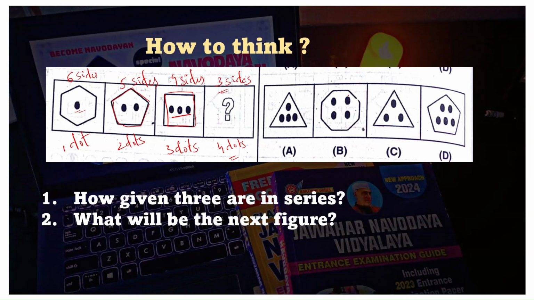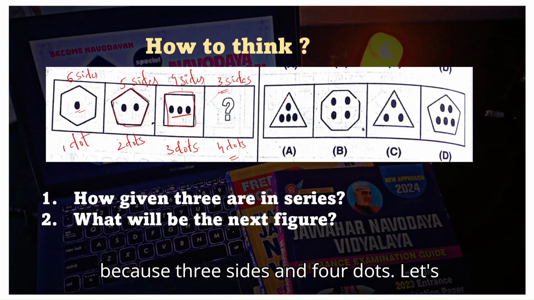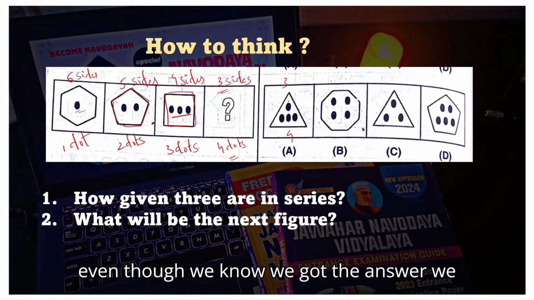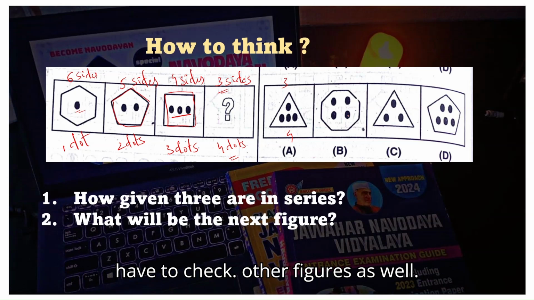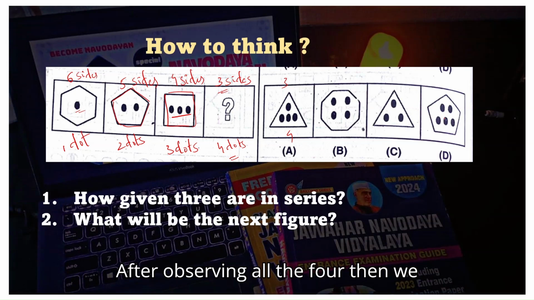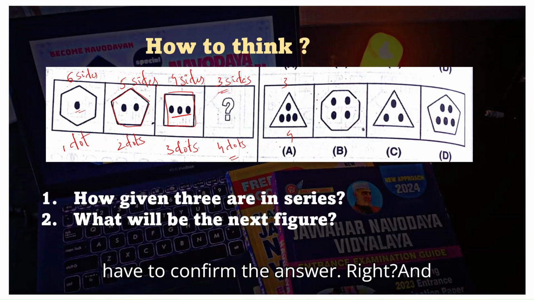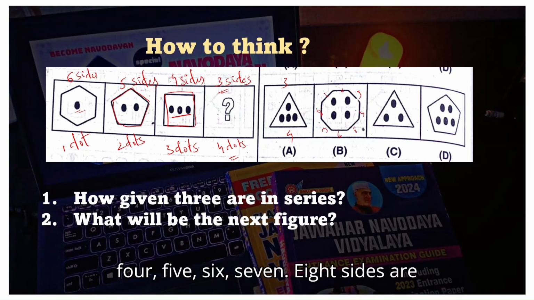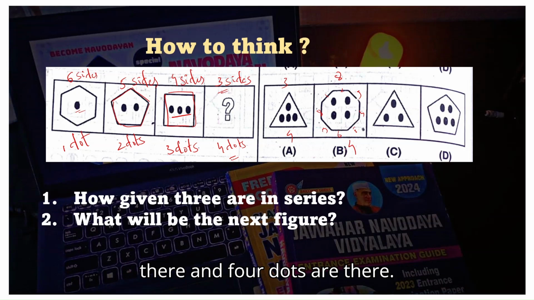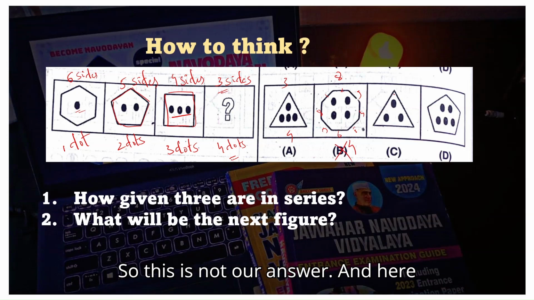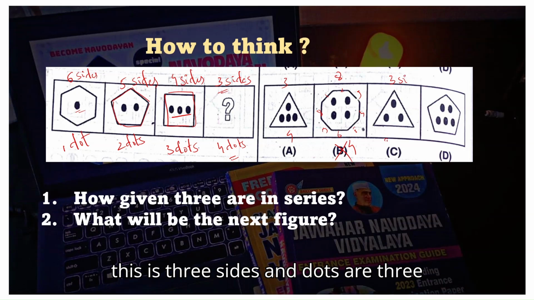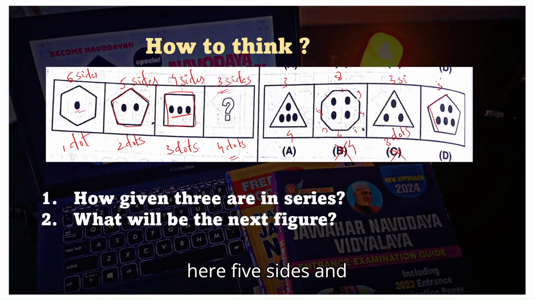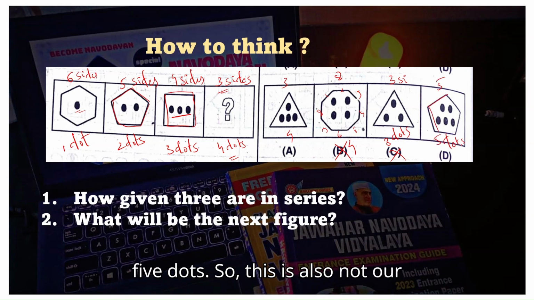Here this could be our answer because it has 3 sides and 4 dots. Even though we know we got the answer, we have to check the other figures as well. After observing all 4, only then do we confirm the answer. Here there are 8 sides and 4 dots, so this is not our answer. Here there are 3 sides and 3 dots, so this is not our answer. And here 5 sides and 5 dots, so this is also not our answer.